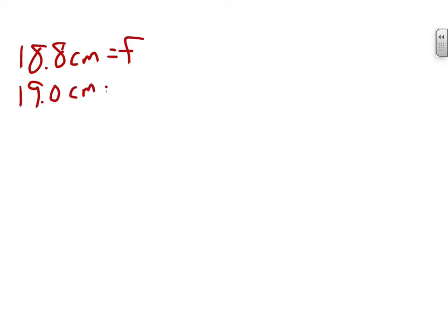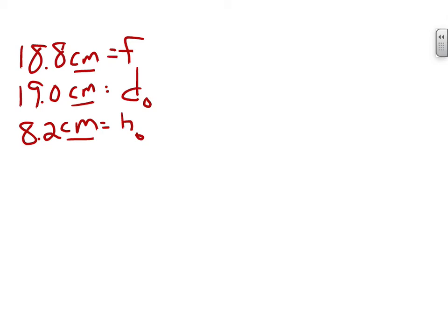Going on to number 5. We have a convex lens with an 18.8 centimeter focal length, so 18.8 centimeters is our focal length, the F. That is placed 19.0 centimeters away from the candle flame. The candle flame is our object, so that's DO, the distance to the object. The object is 8.2 centimeters tall, so that's our HO.